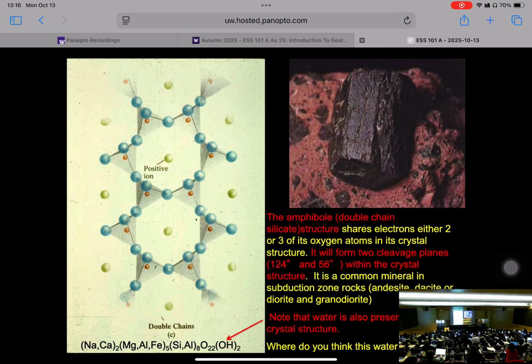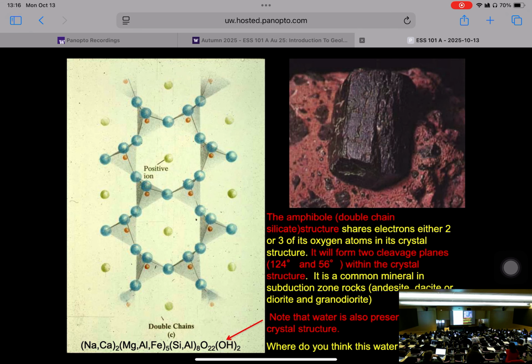How many are shared here? 3, 1 unshared, right? So 3 shared, 3 divided by 2 is 1.5. 1 unshared, 1 divided by 1 is 1. 1 plus 1.5, 1 silicon atom to 2.5 oxygen atoms. 50% 1 to 3, 50% 1 to 2.5. What's the average of 1 to 2.5 and 3?